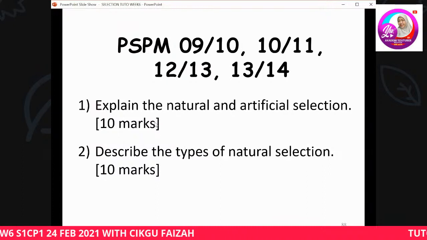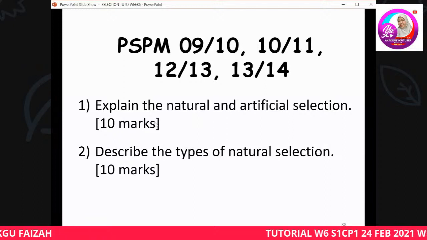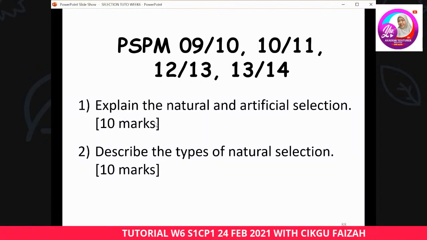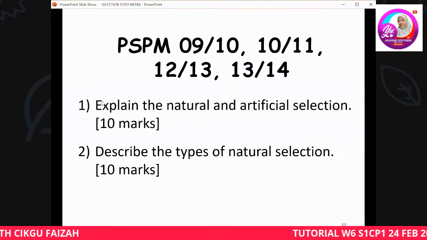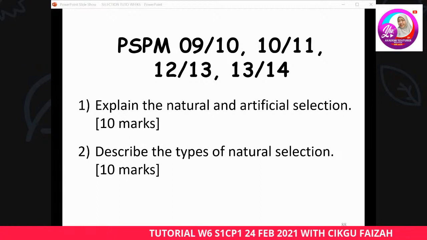So later, get ready for your tutorial. Tomorrow we continue with speciation. Please make sure you read up, because speciation is another concept that you need to master. So I think with that, I will stop. It's almost 4 o'clock already.